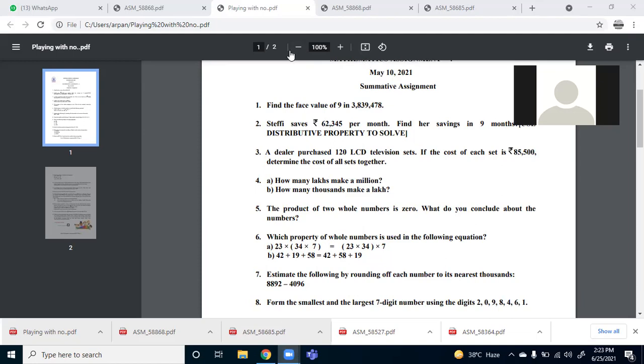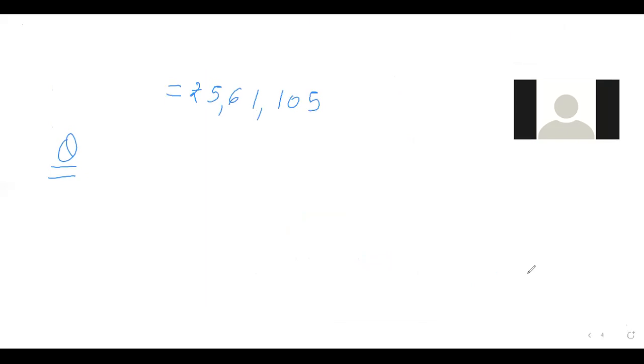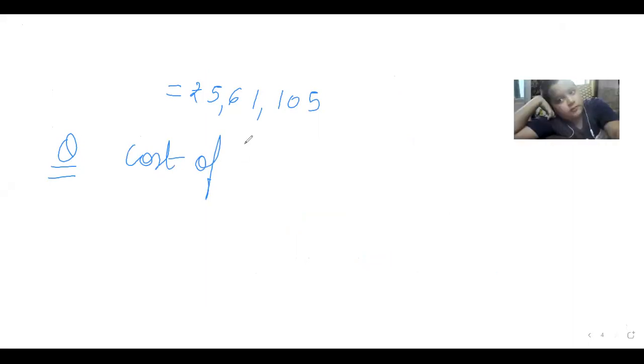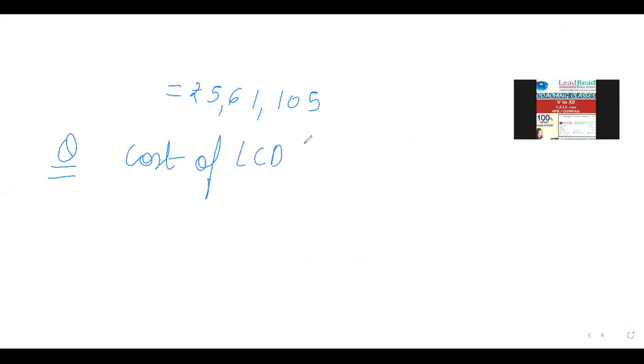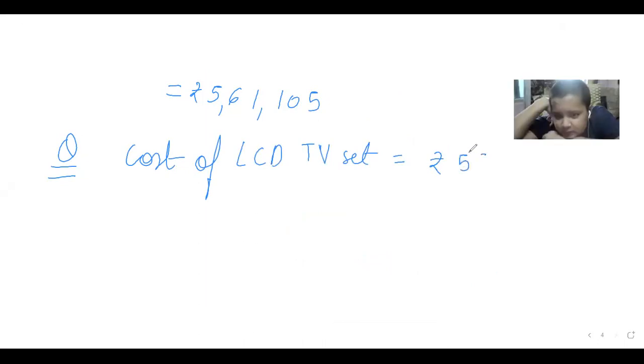Yes, ma'am. Telling the statement. Television set dealer purchased is equal to 120 LCD. No, no, no. What should you say? Cost of, what should be the statement? Hirday, cost of one LCD television set is equal to how much? 85500.